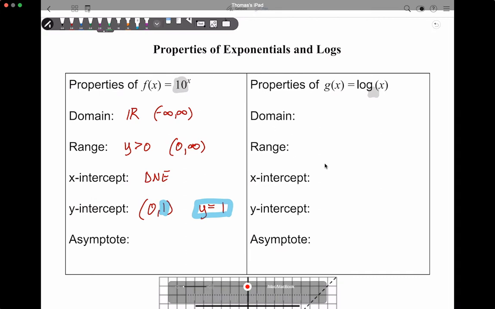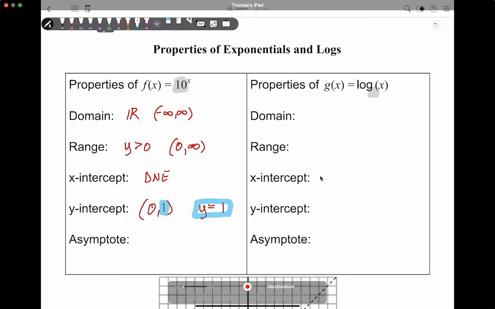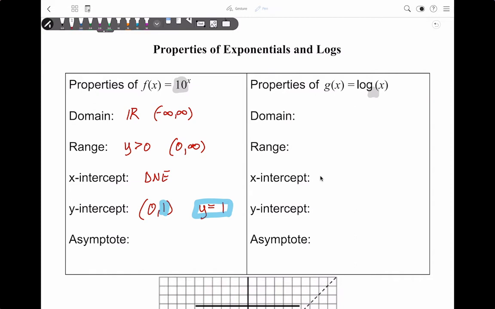And then last but not least, the asymptote. This red exponential graph, 10 to the power of x, has an asymptote, but it's a horizontal asymptote. So we're going to go ahead and write that in. It's a horizontal asymptote, and it's the equation y is equal to 0. This is like if I had my x and y axis here, and we're looking at this exponential function like this. This y equals 0 is going to be right here. So this horizontal asymptote of y is equal to 0.